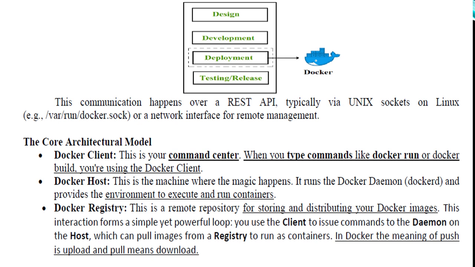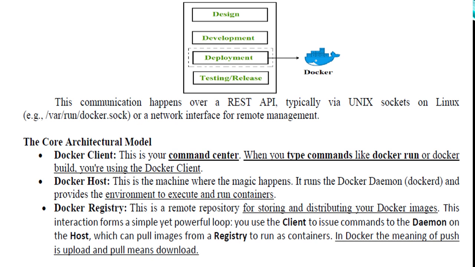We will see about Docker client. This is your command center. When you type a command like docker build, you are using the Docker client. So when you are typing your commands, then you are using Docker client. Next, Docker host. This is the machine where the magic happens. It runs the Docker daemon and provides the environment to execute and run containers. Docker registry. This is the remote repository for storing and distributing your Docker images.